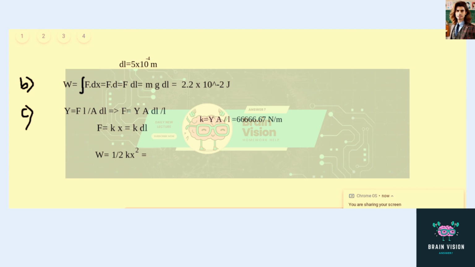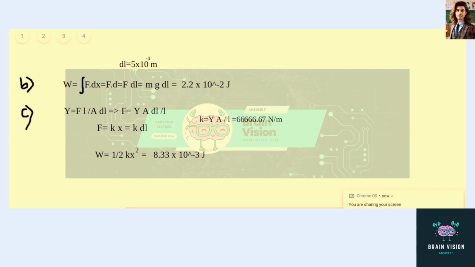Now, my work done in a spring is basically half kx square. I have my k, which is given by this equation. I have my x, which is given by dl. And I'll plug these two values into this equation to find my work. And I get this as 8.33 times 10 to the power minus 3 joules. So this is the work done by the spring. This is the work done by the varying force on the wire.